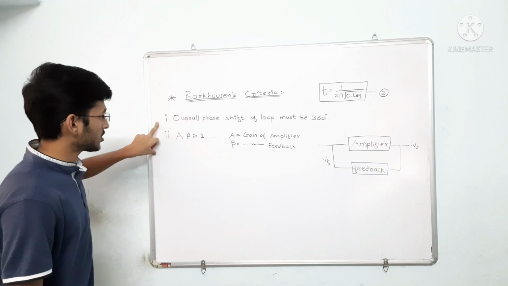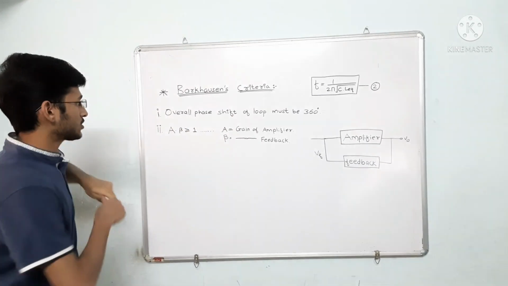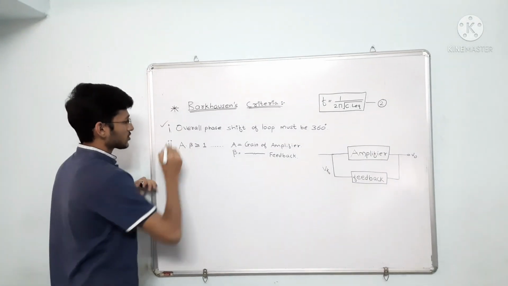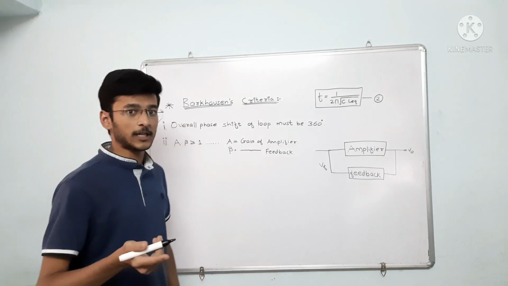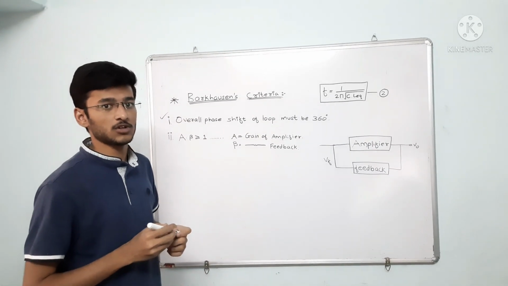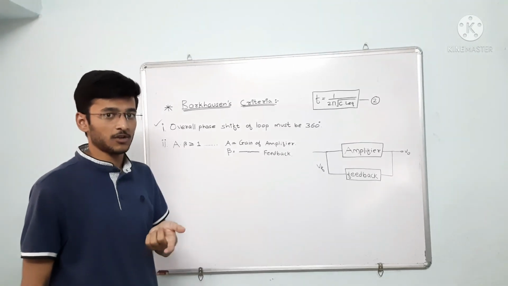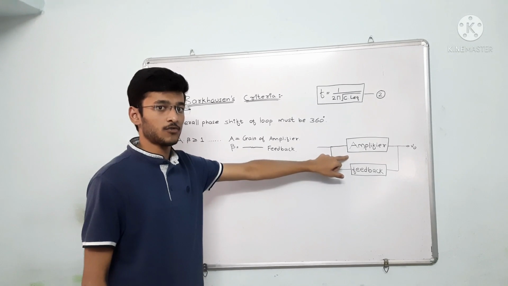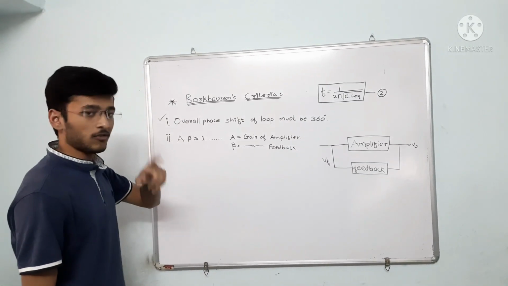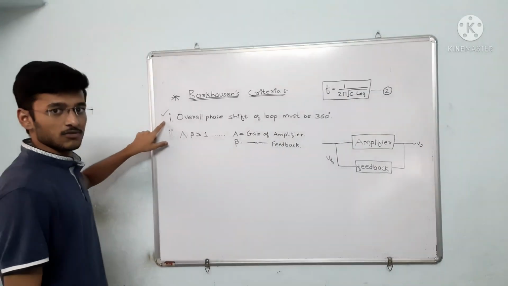Generally Barkhausen criteria has two conditions in it. The first condition is that the overall phase shift of the loop must be 360 degrees. This first condition we have verified. So let me recall the LC tank circuit which we are using in our Hartley oscillator circuit diagram. It produces 180 degree phase shift, and this amplifier also produces 180 degree phase shift. So the total phase shift of the loop becomes 360 degrees. So the first condition is verified.